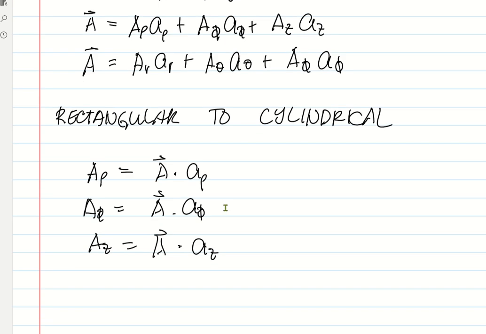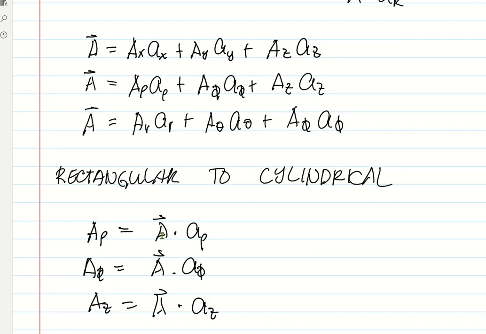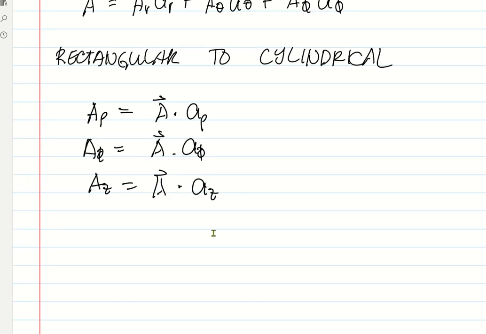Before we can take the dot product, if you take this one and dot it with a rho, you will distribute that a rho. What is the dot product of a x and a rho? Before we can do that, we need to solve for the dot products of the unit vectors.